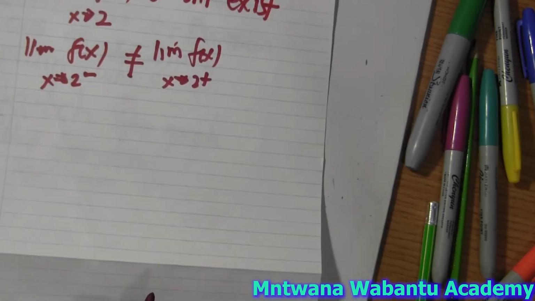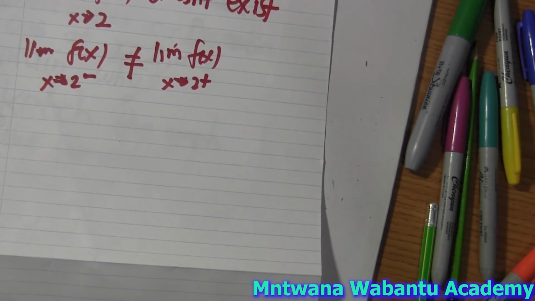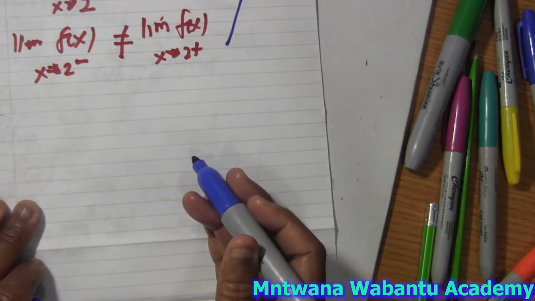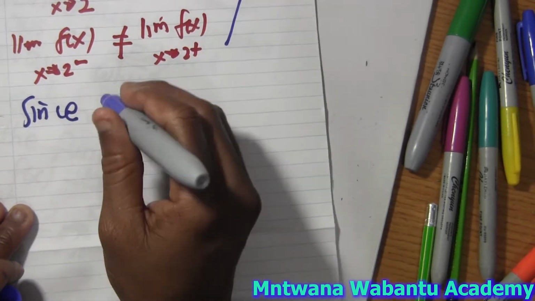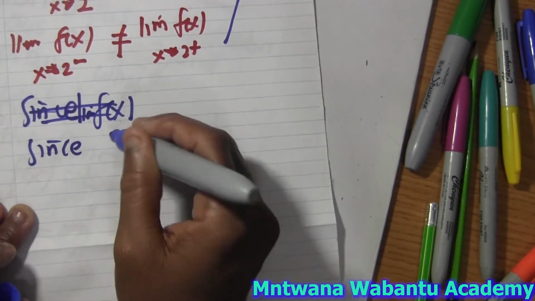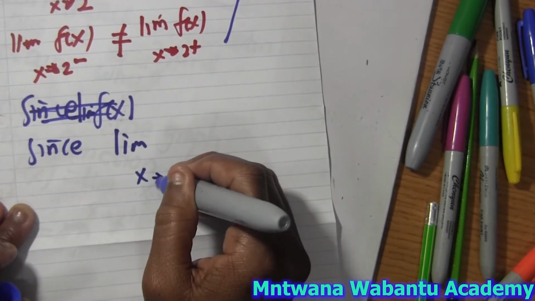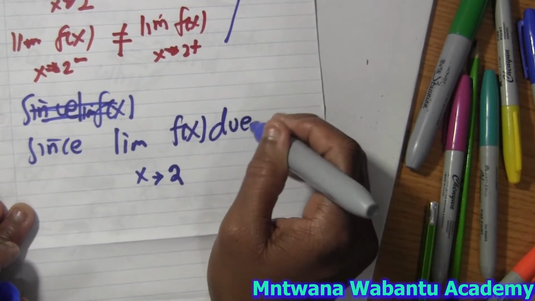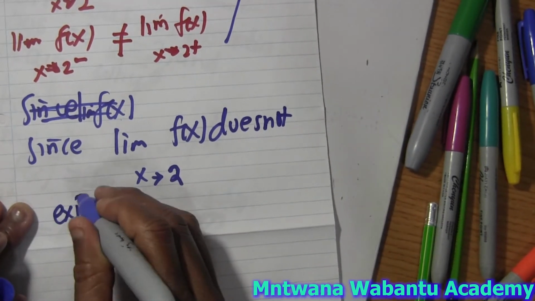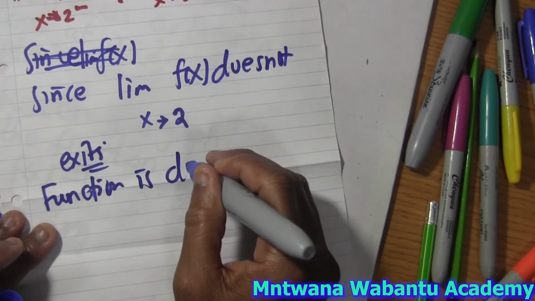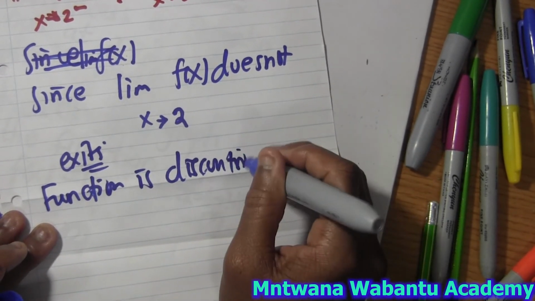You know what I'm saying? And another thing is, we know this is going to be discontinuous, because for the function to be continuous, this is one of the conditions for continuity, it means the limit must exist. So since the limit as x approaches 2 of f of x doesn't exist, it means for that case the function is discontinuous. Function discontinuous, man.